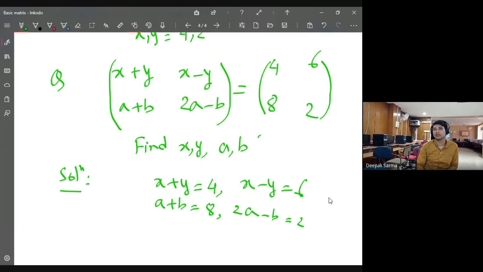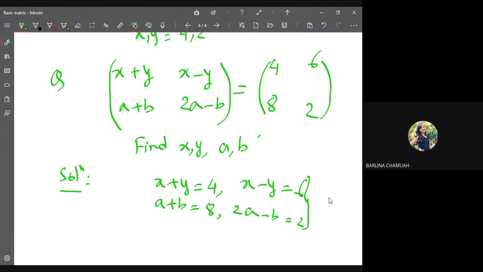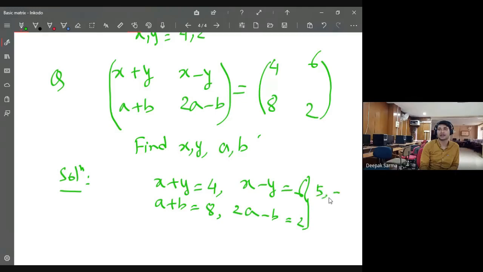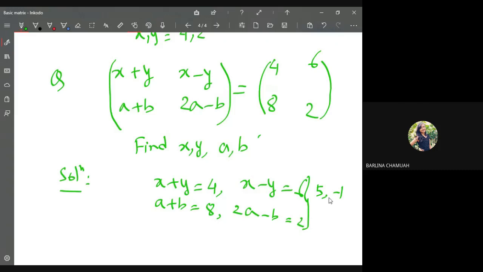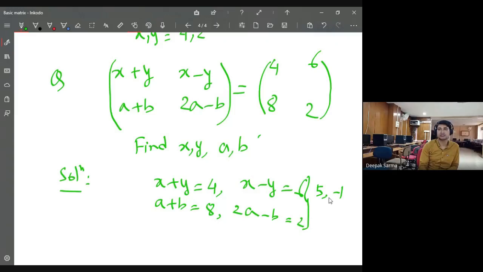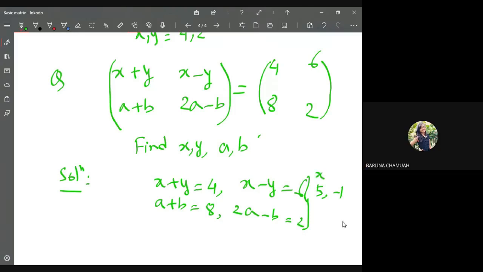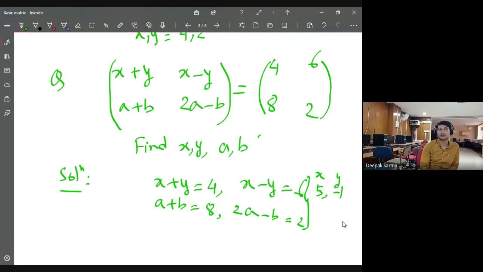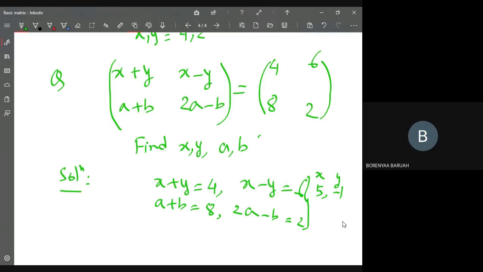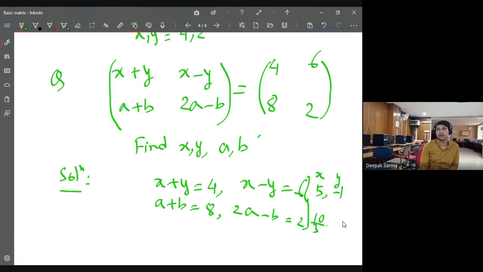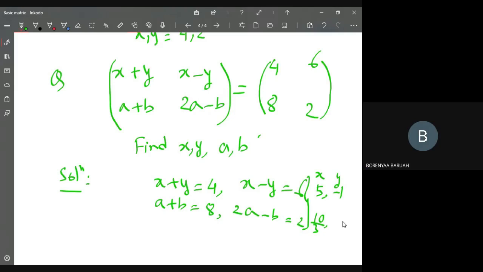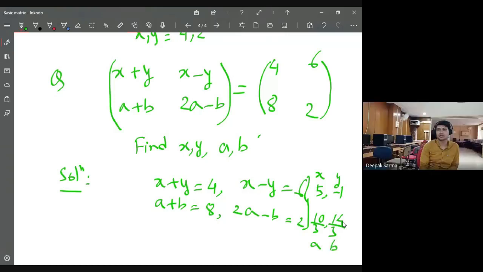So whatever value you get after solving, you can find it. x equal to 5, y equal to minus 1. Okay. And a, b, can you solve it? a equal to 10 by 3 and b equal to 14 by 3. Okay, whatever it is, I am not interested in the value.